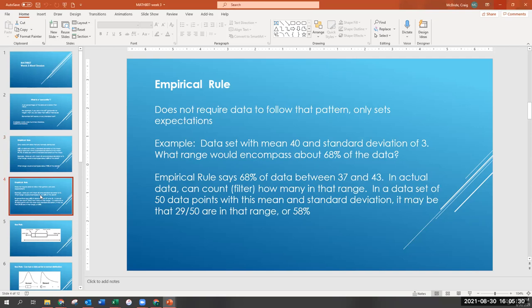Let's look at an example here. We've got a mean of 40 and a standard deviation of 3. So if we want to know what range would encompass about 68% of the data, we would just go plus and minus that 3, and we get 37 and 43. Now, in actuality, it might be a little bit different depending on how perfectly normal our data is or not, right? And remember, 68 is an approximation, so it could be slightly off.